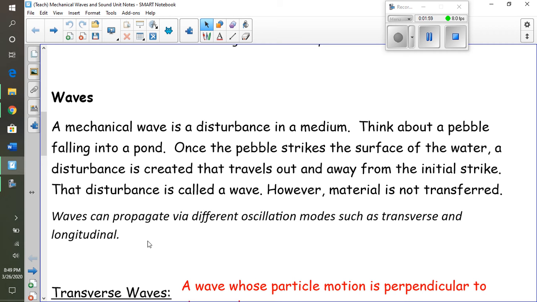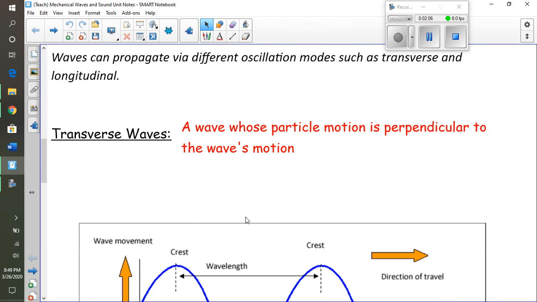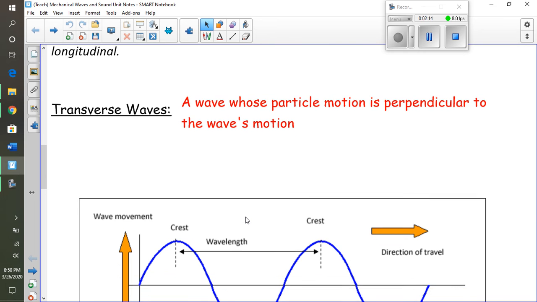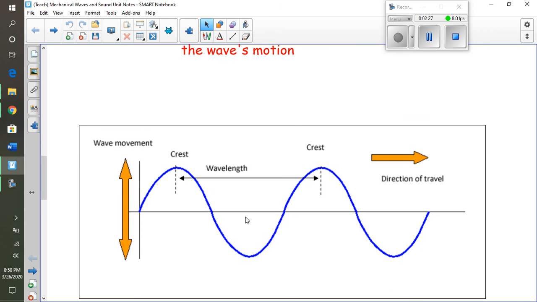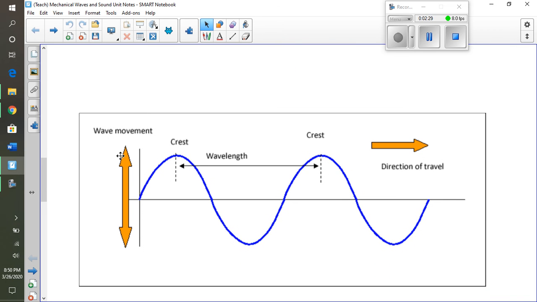Waves can propagate via different oscillation modes, transverse and longitudinal. First off, a transverse wave, and you can pause this video if you need to write this down. It's simply a wave whose particle motion is perpendicular to wave motion. A great example is if you were to take a string and shake it up and down. The disturbance will travel outward away from that. You can see this example here. The wave motion is up and down, and that causes this disturbance to travel away from it.